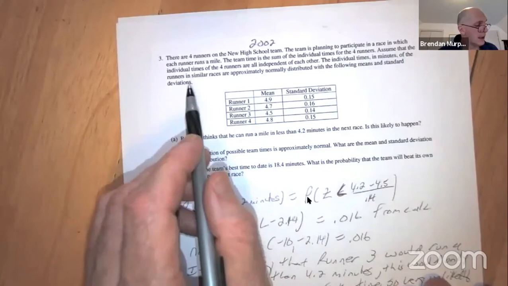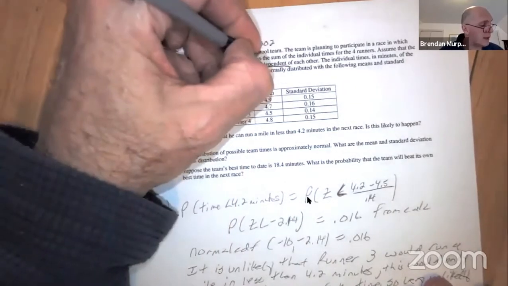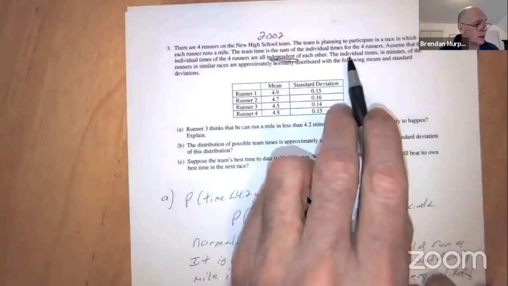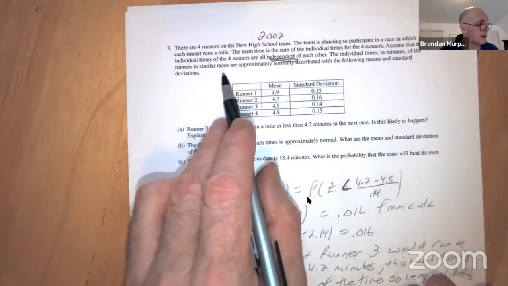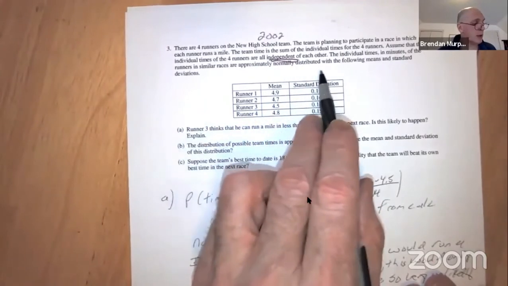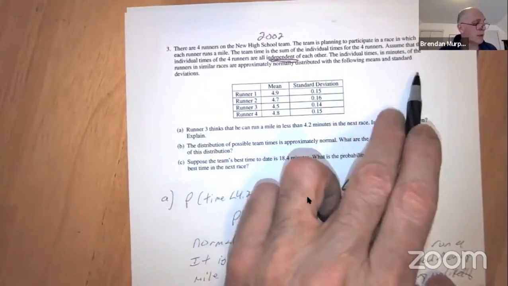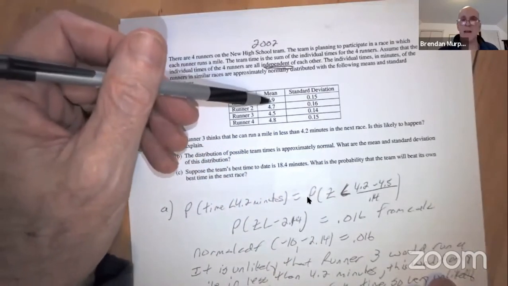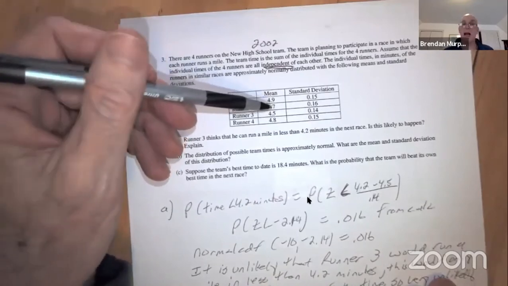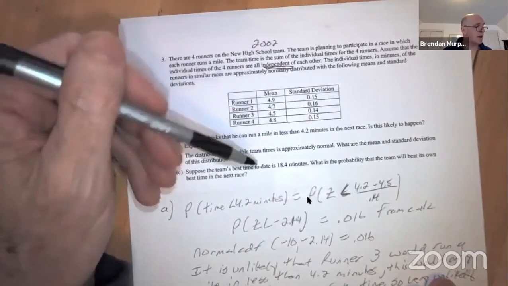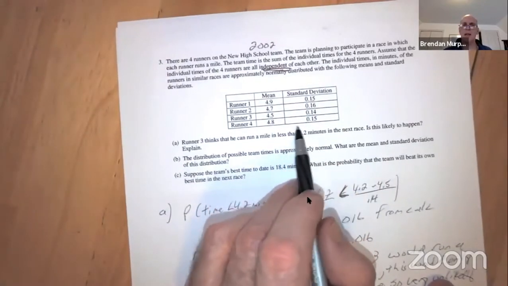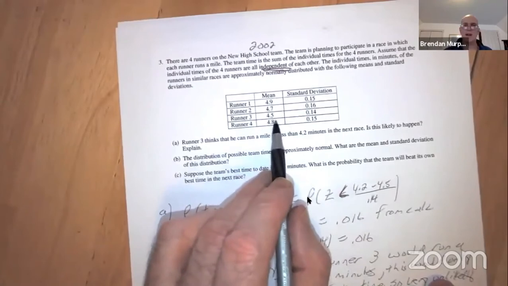Assume that the individual times of the 4 runners are independent of each other. Super important. I'm going to underline that. The individual times in minutes of the runners in similar races are approximately normally distributed. That's good. With the following means and standard deviations. So runner A runs a mile in 4.9 minutes. That's actually a pretty good mile. You know, that's really hard to do. These are all under 5-minute miles. These are pretty good runners. And there's their associated standard deviation. So it looks like runner 3 is perhaps the fastest runner.